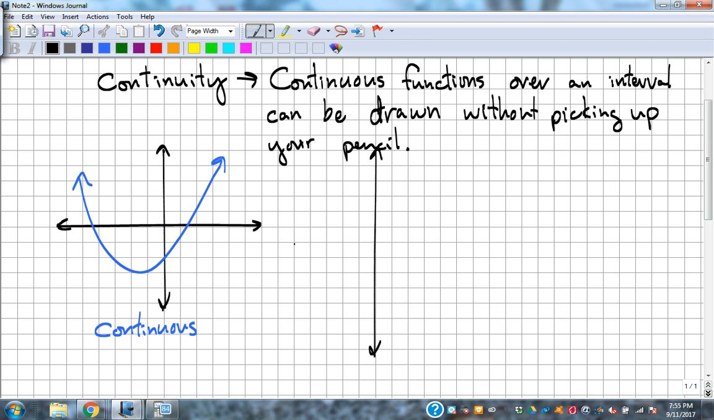This next one is a good example of discontinuous. It starts the same, but then has a dot on the end and then does this. There's no way that I could trace that and draw it exactly the same way without picking up my pencil and moving. That would be discontinuous because of that. So this is discontinuous.